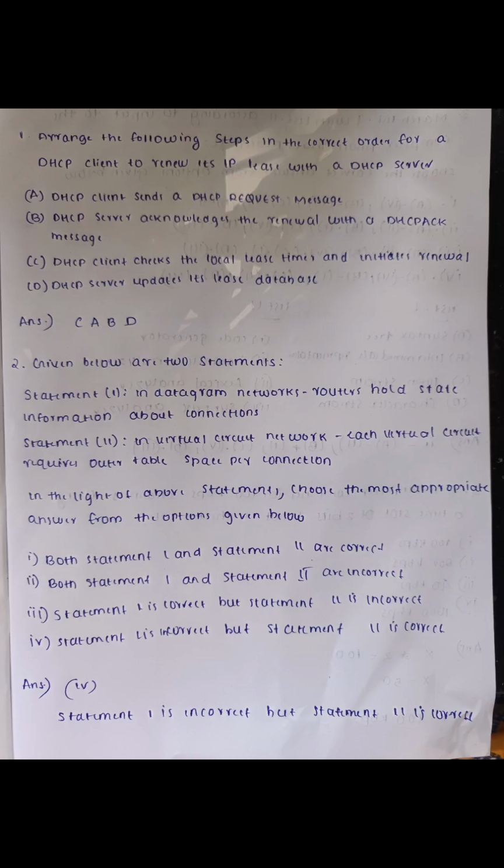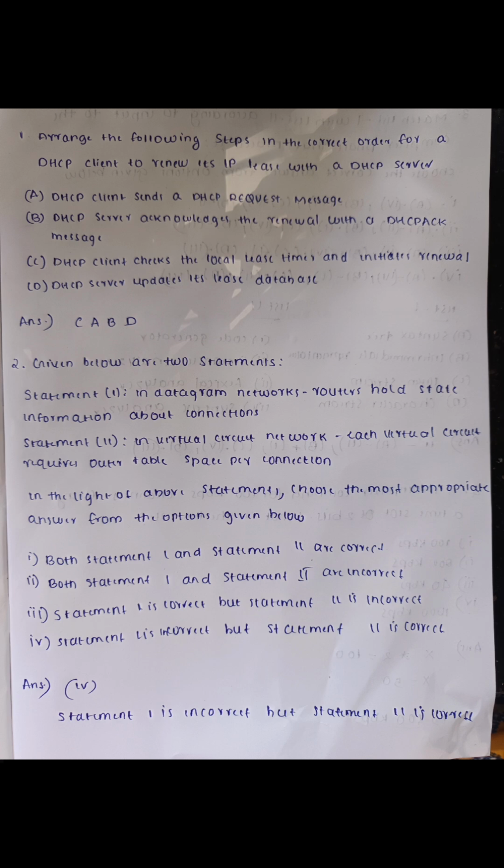Arrange the following steps in correct order for a DHCP client to renew its IP lease with a DHCP server. A. DHCP client sends a DHCP request message. B. DHCP server acknowledges the renewal with a DHCP ACK message. C. DHCP client checks the local lease timer and initiates renewal. D. DHCP server updates its lease database.